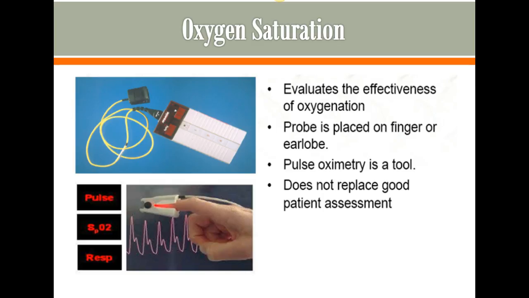With oxygen saturation, you're going to evaluate the effectiveness of a patient's oxygenation levels. The probe is placed on the finger or the earlobe of the patient, and then the pulse oximetry tool will give you a reading. 95 to 100% is normal. 70 or under is life-threatening. Again, always remember, pulse oximetry is a tool, and it is here to help you. However, it's always important to assess the patient and look at them in that comprehensive manner.